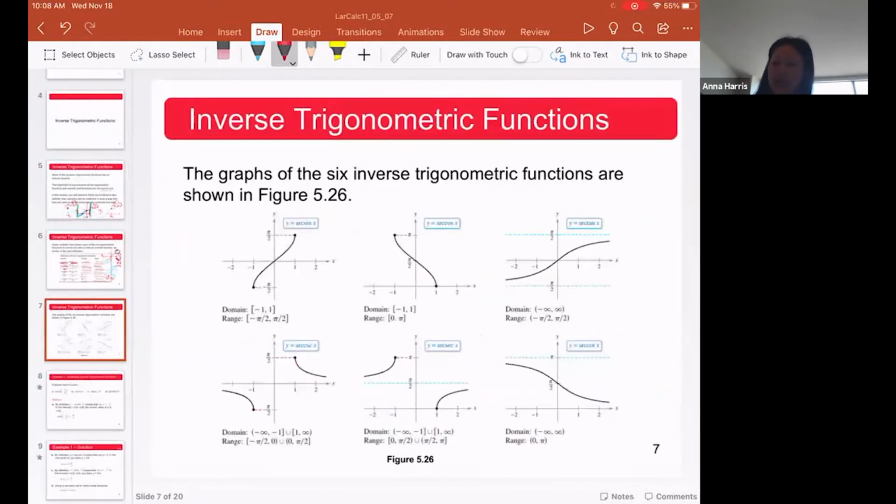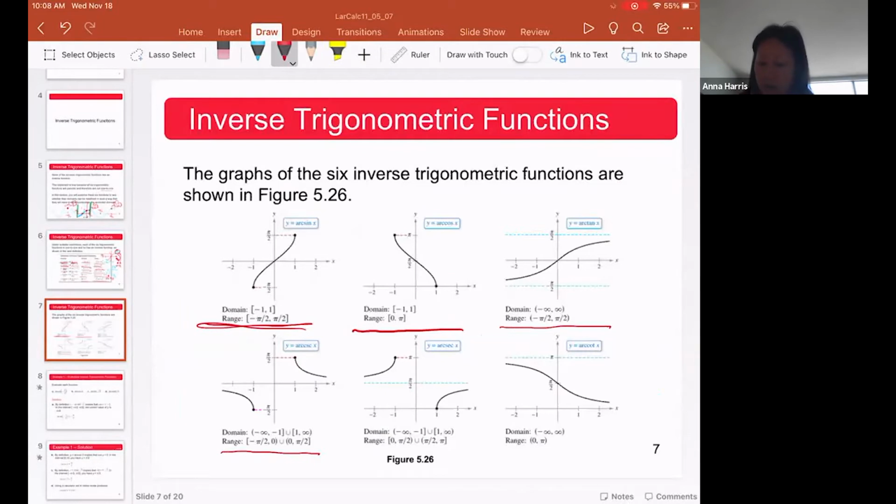Looking at this graph, they gave you what the inverse functions look like. This is what arcsine looks like. This is what arccosine looks like. This is arctangent, and this is arccosecant.